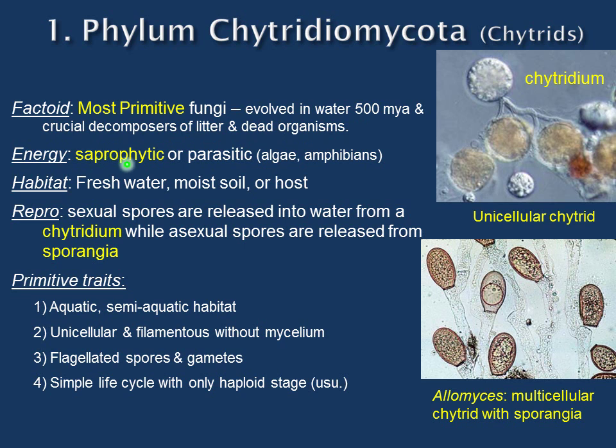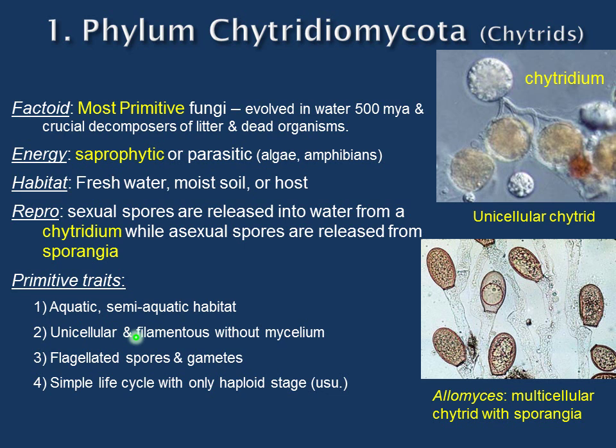How they get their energy is they're saprophytic, meaning that they draw their energy from dead or decaying matter and absorb with excreting enzymes, or they can be parasitic on algae or amphibians, as we discussed before. Habitat, we can find them in freshwater, moist soil, or on a host. Reproductive phases, they have sexual spores that are released into the water from a chytridium, while asexual spores are released from sporangia.